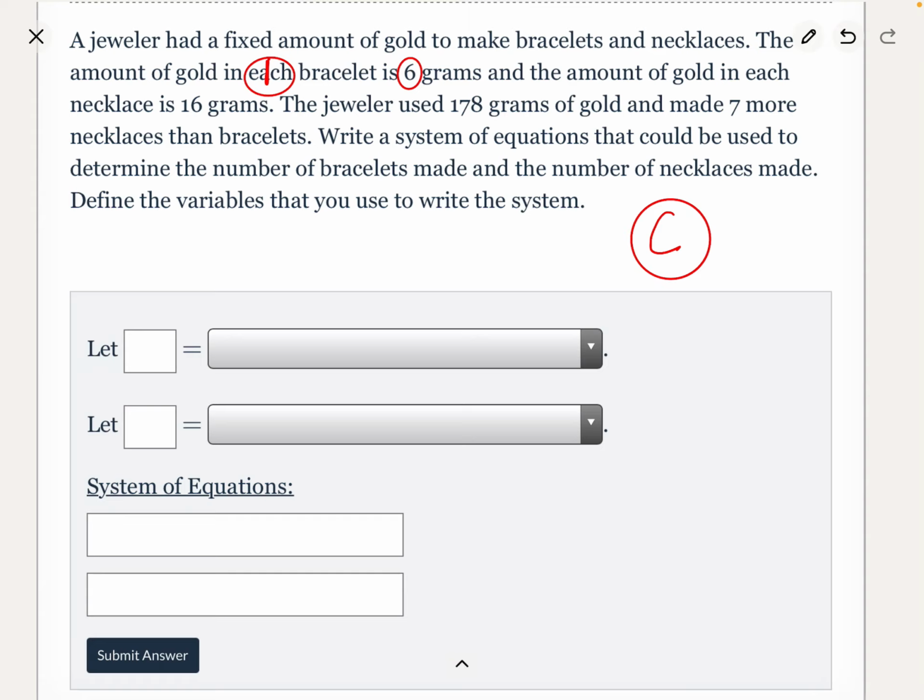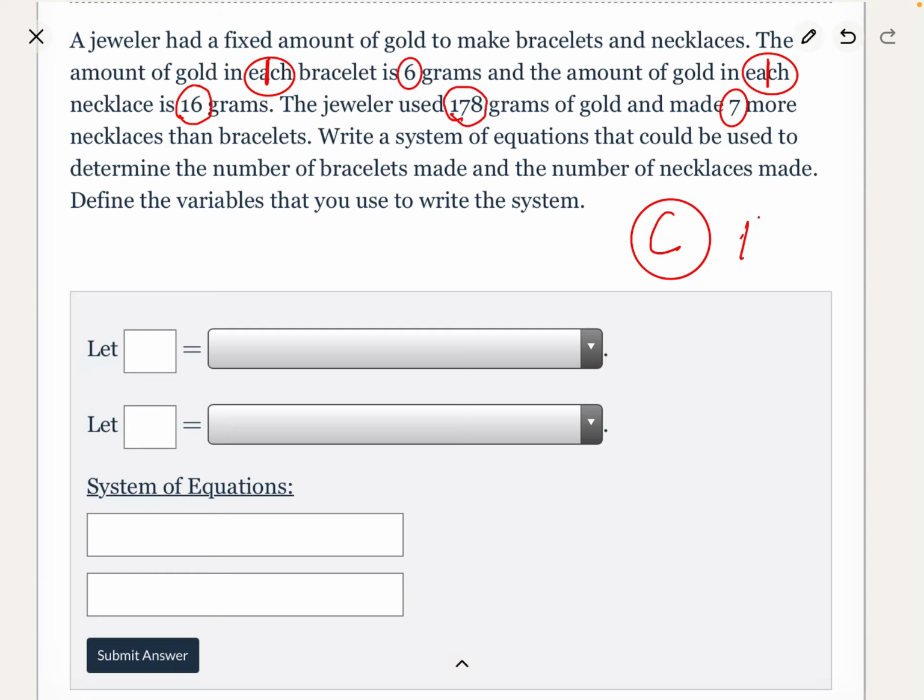Let's keep going. So you should have the 6. And then the next one, for the same reason, we should circle this "each" because this has a 1. It's saying one necklace has 16 grams. So now I'm going to circle the 16, and then I'm going to circle the 178. And the last thing I'm going to circle is the 7. So those are the numbers.